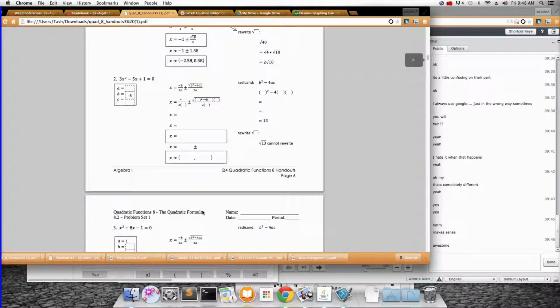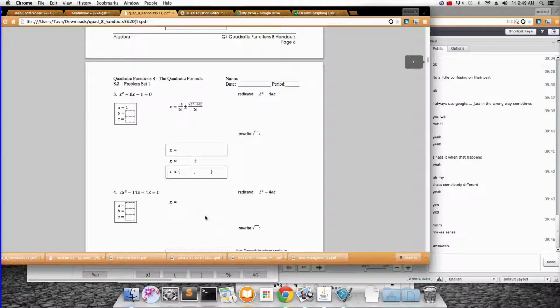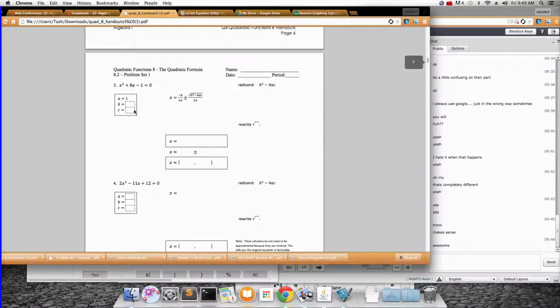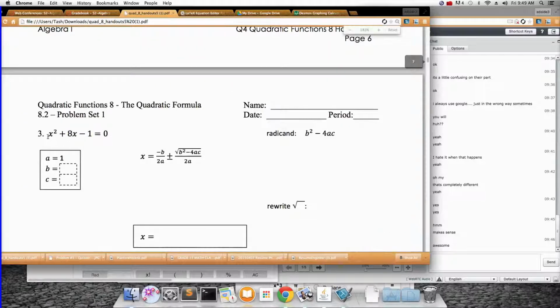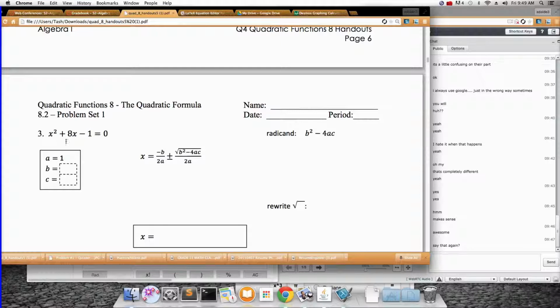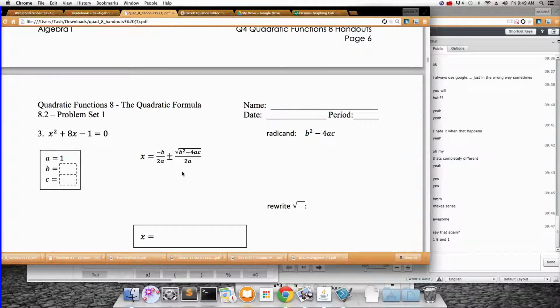And so really, once you have this down, using a different quadratic equation is really just a matter of plugging in different numbers. Like, for example, in this case, what is A, B, and C in this equation right here? I'm waiting for you guys to answer. 1, 8, and negative 1. Be careful.